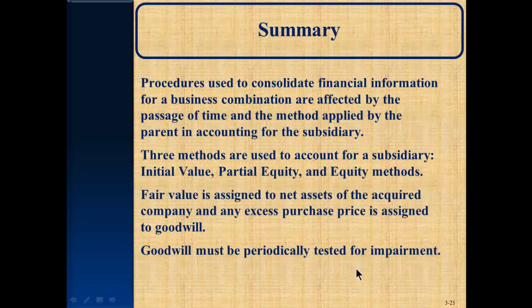Okay, in summary, the procedures used to consolidate for a business combination are going to be affected by the passage of time, and we're going to see that in Chapter 3 and in Chapter 4. The three methods that you use, initial value, partial equity, and equity, are going to get you the same result, and you do have to test your goodwill for impairment.